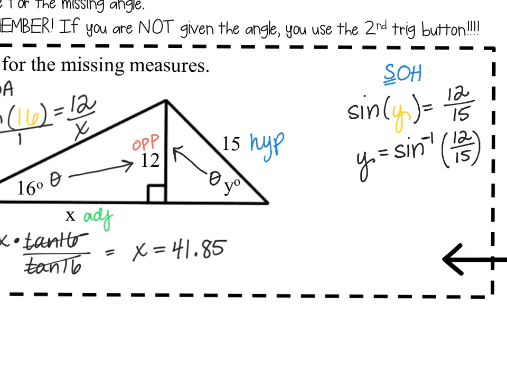When you put that in your calculator, you have to hit the second or the shift button, then sine, and your calculator should pop up with that -1 value. Then you can do your 12 over 15. We get an angle measure of about 53 degrees. Again, this is reasonable because theta has to be between 0 degrees and 90 degrees.